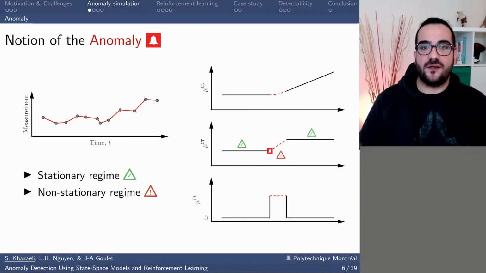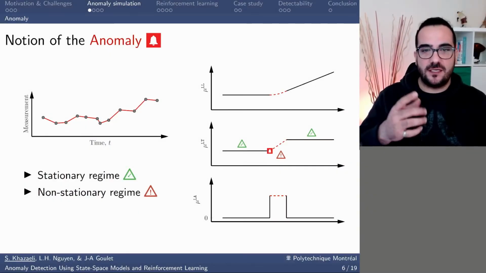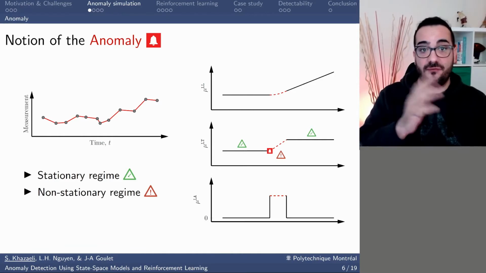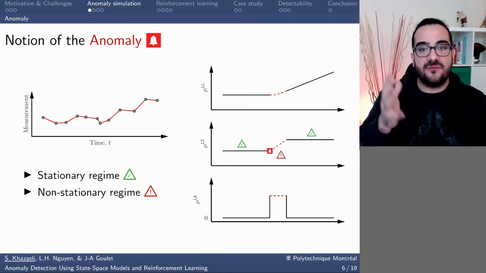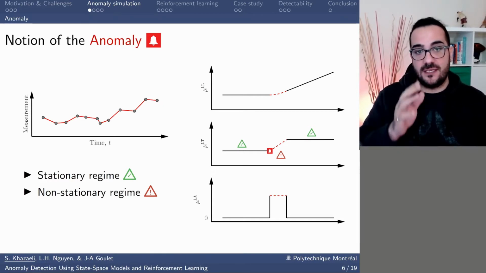Okay, first let's define the notion of the anomaly. Consider a time series data as shown on the left figure. Let's assume that the composition of the data leads to the shown mean values of the underlying dynamics, as you can see on the right side.